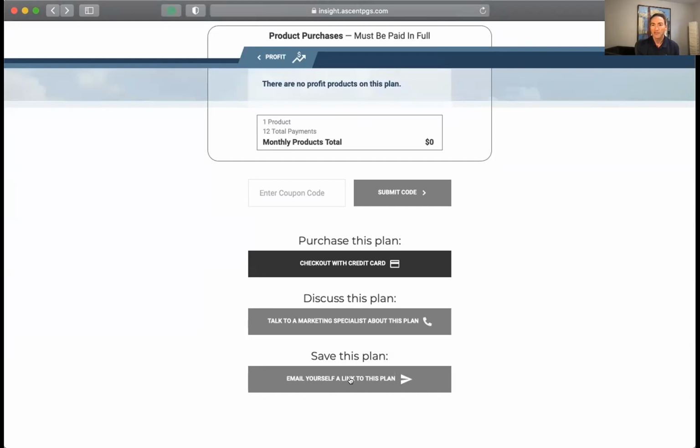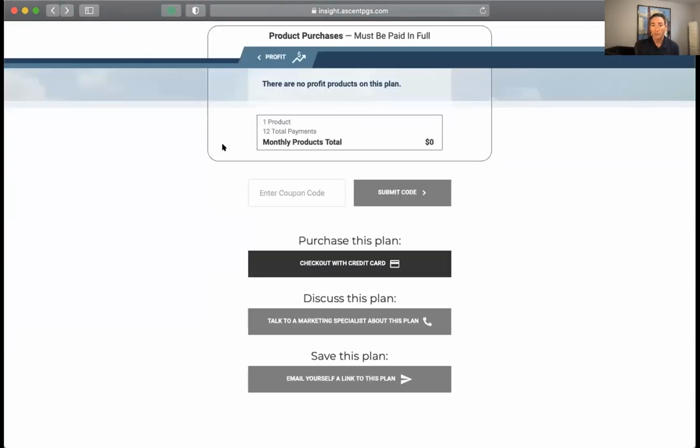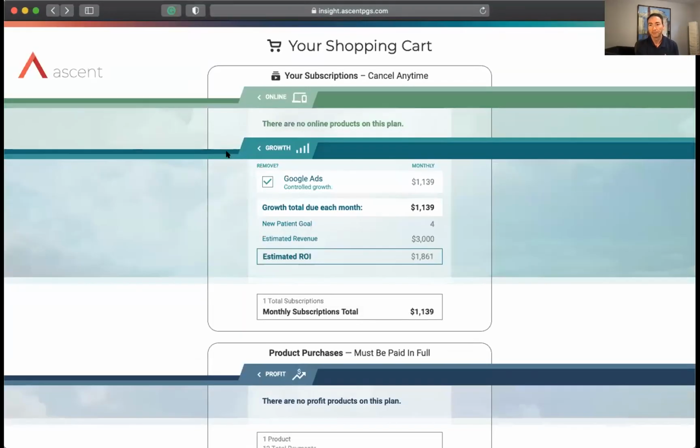You can also save this for later. Just click on this link, enter your first and last name, email address, and hit send link, and it will send you a link right back to this page that I'm looking at right now.